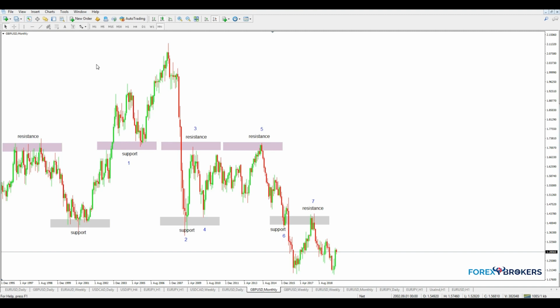Classic support and resistance levels form on the horizontal, and the bigger the time frame, the stronger and the more powerful the levels are. Imagine that here on the monthly chart it took four or five full trading months for the price to actually bounce from the support. So there is no excuse for the trader to miss this kind of level.